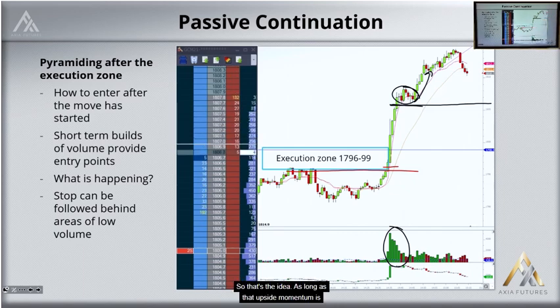So that's the idea. As long as that upside momentum is retained, as long as that buying pressure stays, it keeps seeing it fall back to 06 and it holds, as long as that stays there, this is all good. And you can keep this trade going, you can hold on to it until you get trailing stopped out or until you get a move up to any point where you have a defined target and exit the trade there.